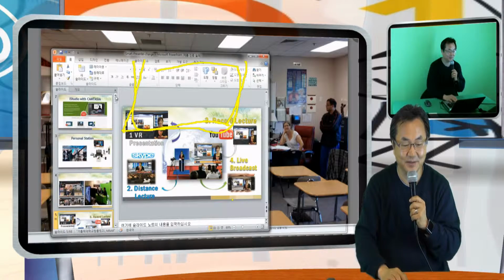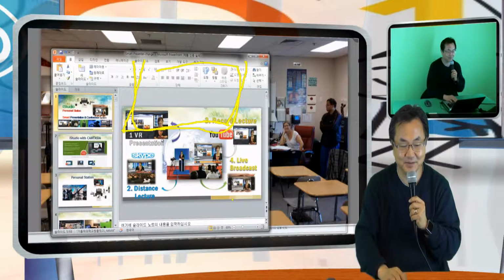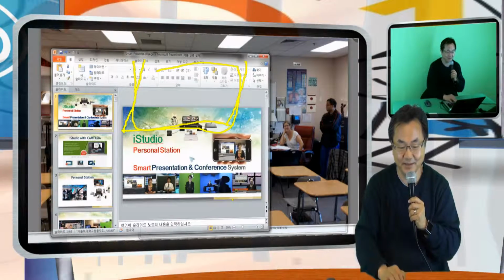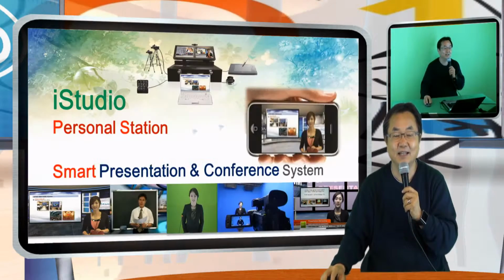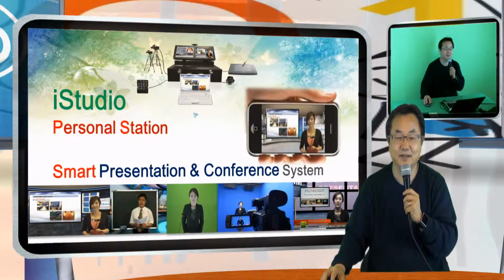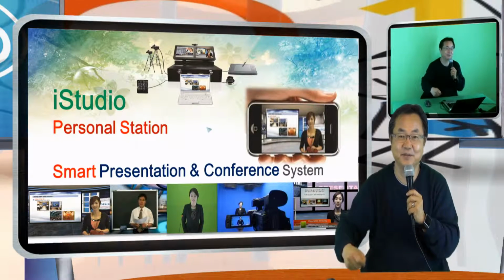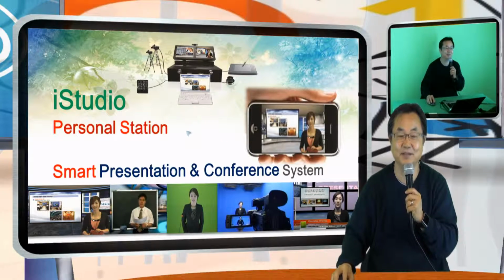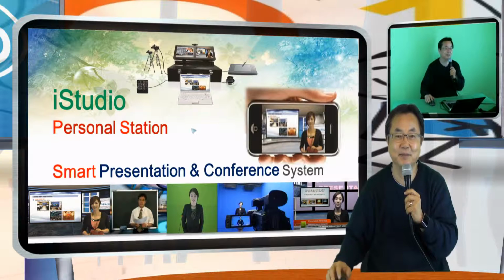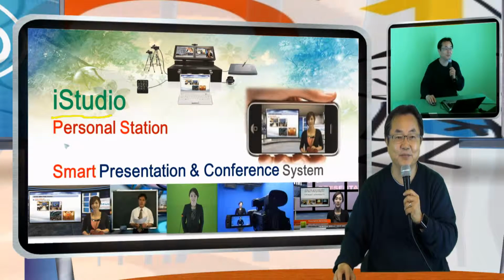So you see what I'm moving here. I just make one PowerPoint slide, bring it here, make it full screen. All of this is real time, and the pointer is a kind of tablet drawing and writing. We use a mouse pointer, and you can also use a tablet to show something. We call this machine iStudio, which is called a personal station.